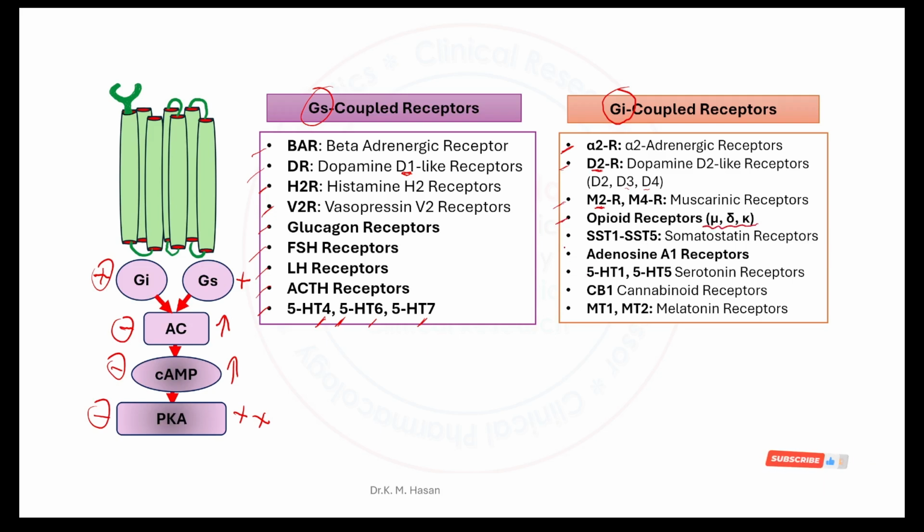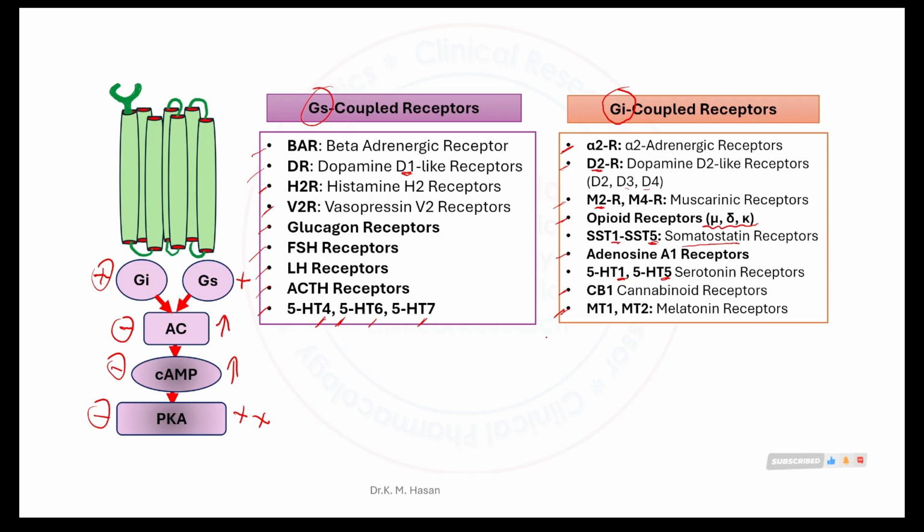Then we have SST1 and 5. SST stands for somatostatin receptor. Somatostatin is a hormone produced from the hypothalamus that inhibits growth hormone secretion from the pituitary gland. Adenosine A1 receptor, serotonin 1 and serotonin 5 work on Gi receptor. CB1 cannabinoid receptor. Then we have melatonin M1 and M2 receptor.